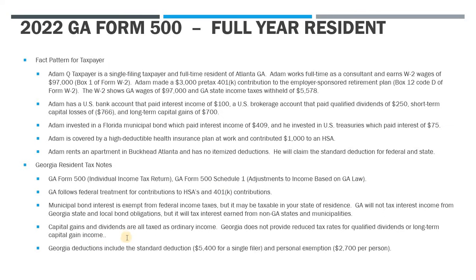Now, for the capital gains and dividends, the qualified dividends, everything is just taxed as ordinary income. There's no preferential rates for qualified dividend income or long-term capital gains.